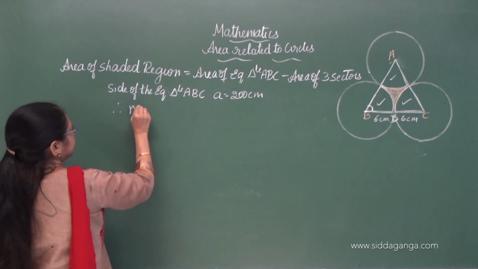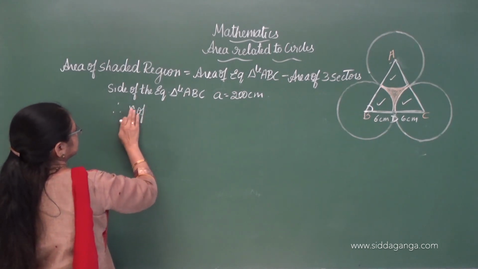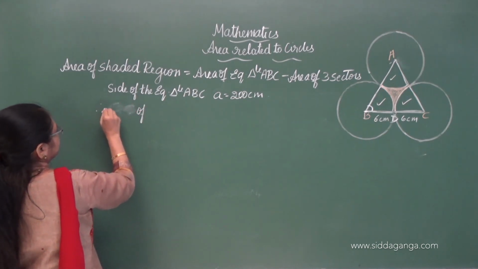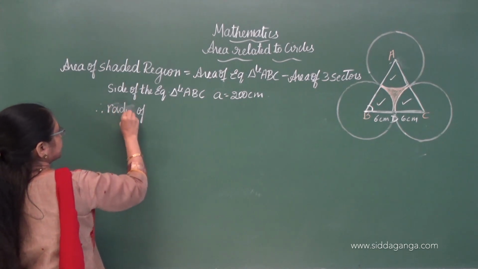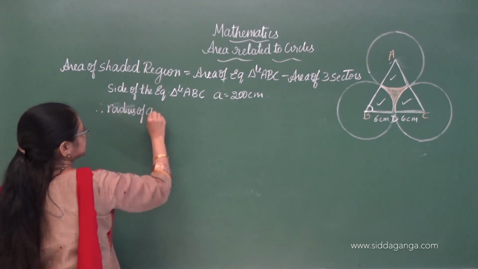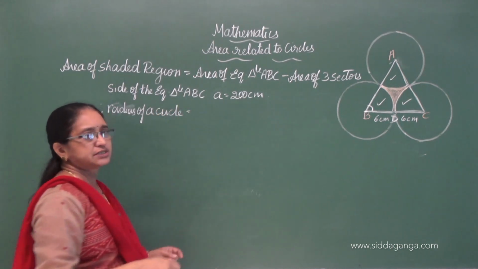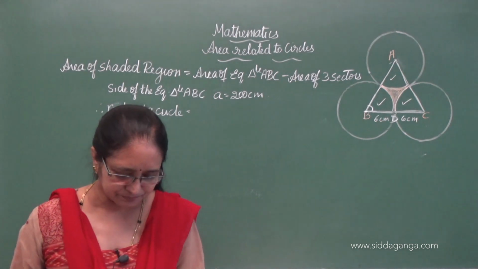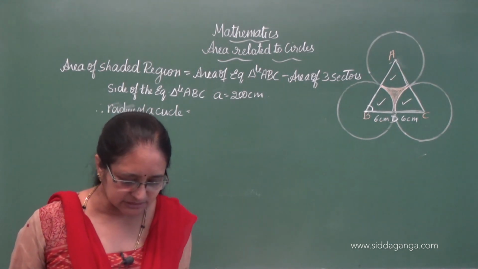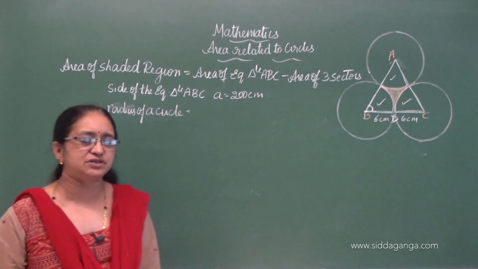Therefore, the radius of the sector, or radius of the circle, is equal to, as they have given in the textbook question, half the length of the side of the triangle.